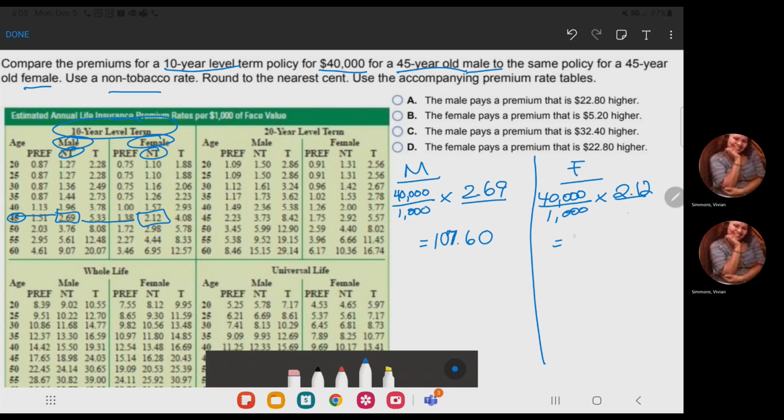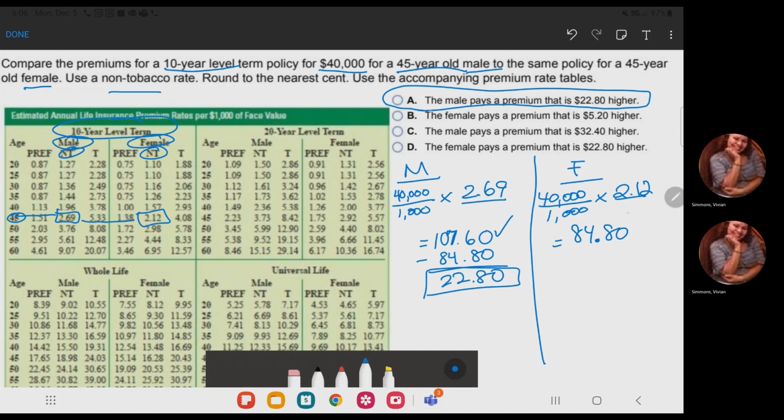and female 84.80. The male, which one is higher? So we want to know which one's higher. The male is higher. By how much? In order to find that part out, you have to find the difference. So that'd be 107.60 minus the 84.80, which is 22.80. So the male pays a premium that is $22.80 higher, which is A.